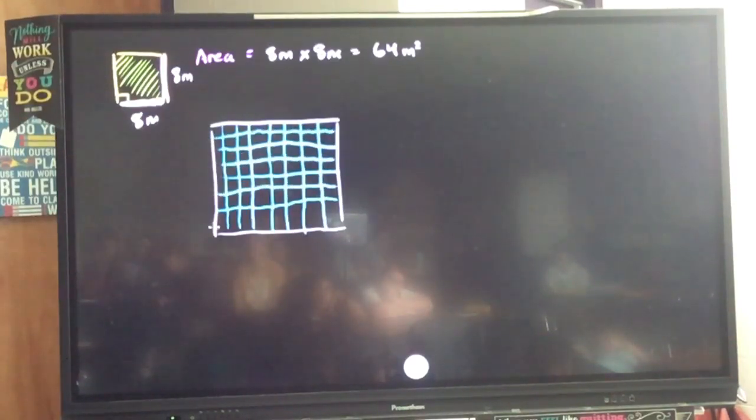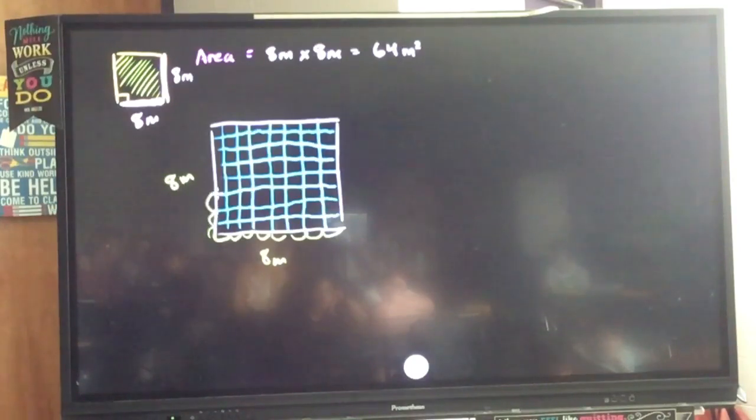There you go. Okay, now the reason why I did this is to show you the dimensions along the base and the height. We said this is 8 meters, and notice I have 1, 2, 3, 4, 5, 6, 7, 8 meters. And the same thing along the side.